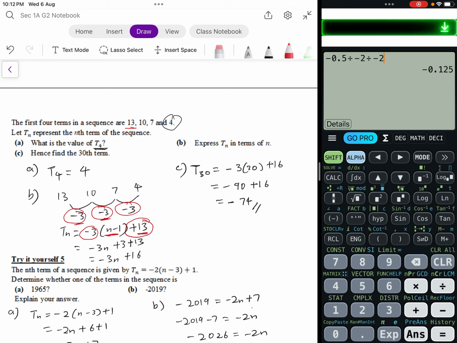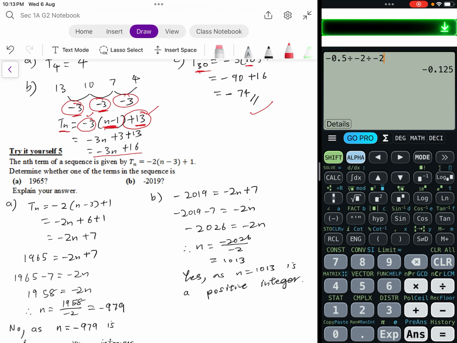Okay, so when I expand, I get minus 3n plus 3 plus 13. My general term is Tn equals minus 3n plus 16. Very easy. Just remember, you just need these 3 terms: the first term, the difference multiplied by n minus 1. Then for T30, replace n with 30, multiply, solve, you get minus 74.